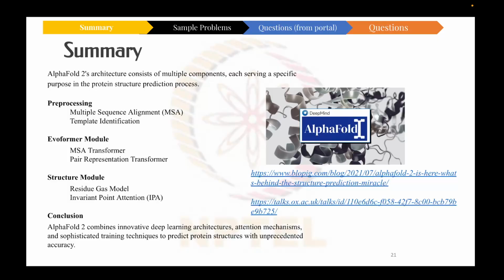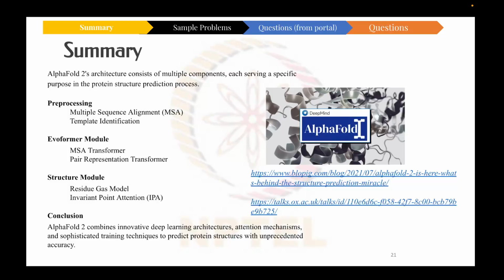Then we have this pair representation transformer, which focuses on pairwise interactions between the amino acids and the protein structure. Then we have this final model we call the residue gas model. This structural model treats the protein as a collection of triangles in 3D space, iteratively transforming them into a final protein structure.